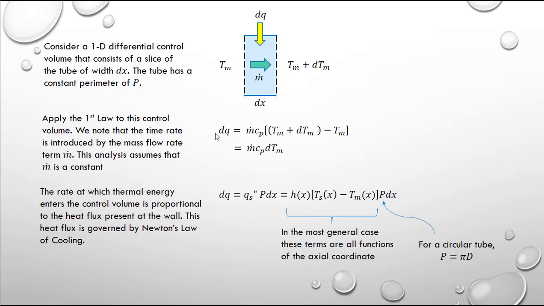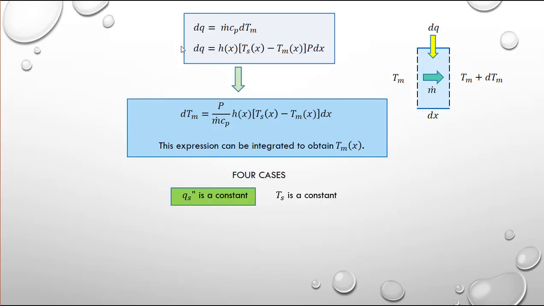We then applied the first law to the control volume, and we then generated two expressions for the thermal energy entering the control volume. The first of these expressions came from an application of the first law, and the second comes from our definition of Newton's law of cooling. Equating these two expressions for the thermal energy entering the control volume, we were then able to obtain an expression for the differential change in the mean temperature as a function of x.